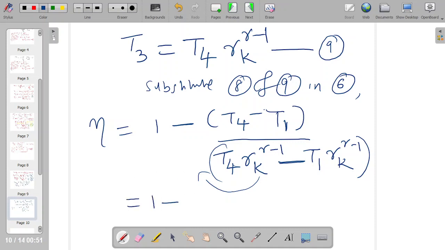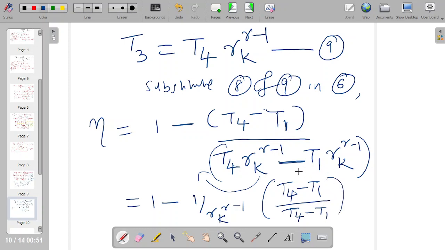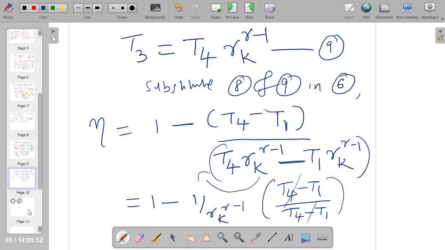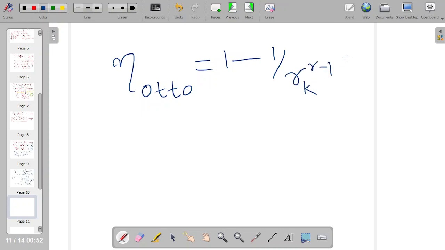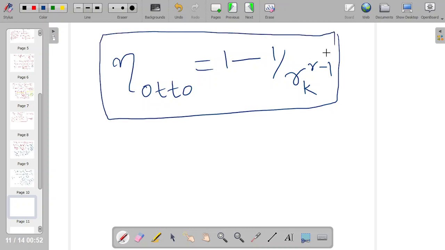So 1 minus 1 by RK raised to gamma minus 1. And these terms will cancel, because in the numerator we have T4 minus T1 and the denominator also has T4 minus T1. So our final expression for efficiency of the Otto cycle is a simple expression, that is 1 minus 1 by RK raised to gamma minus 1. So this is the important expression for air standard efficiency of the Otto cycle.